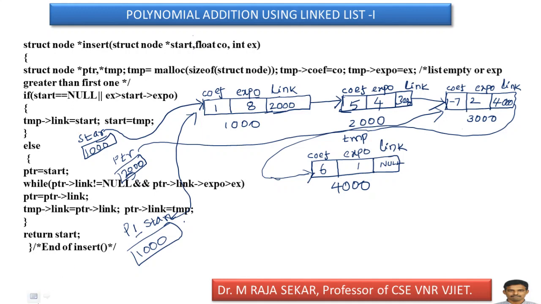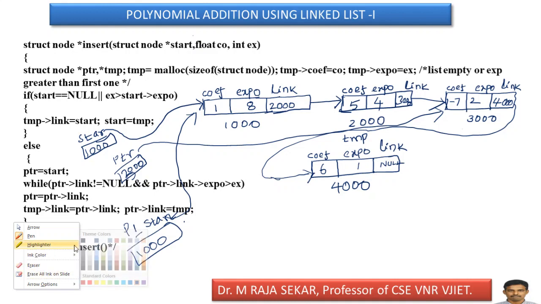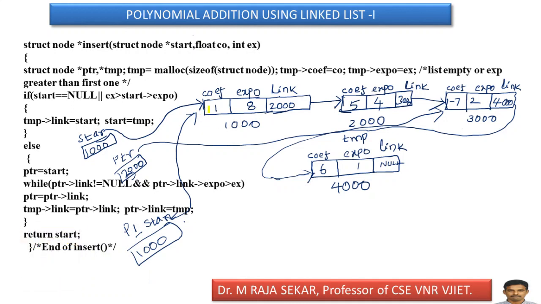What we did till now, we created how many nodes? We created 4 nodes. We created this node, this node we created. First node. This is second node. This is third node. This is fourth node. This P1 underscore start is a pointer which is pointing to the first node.